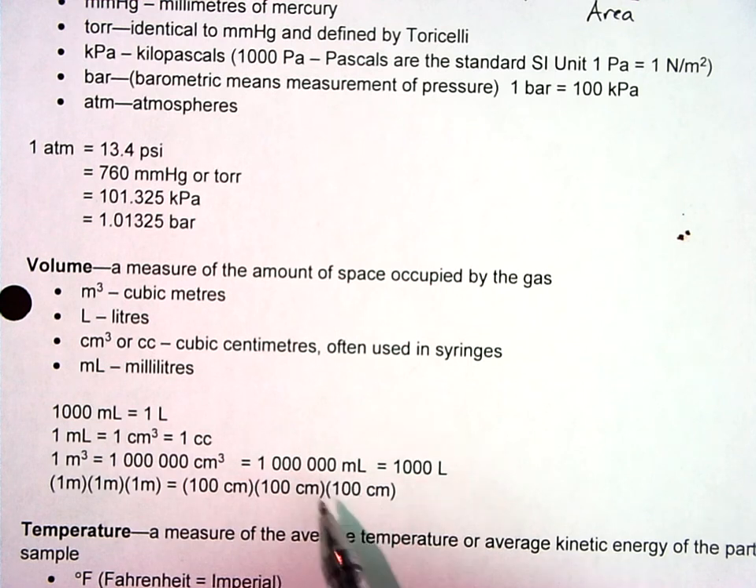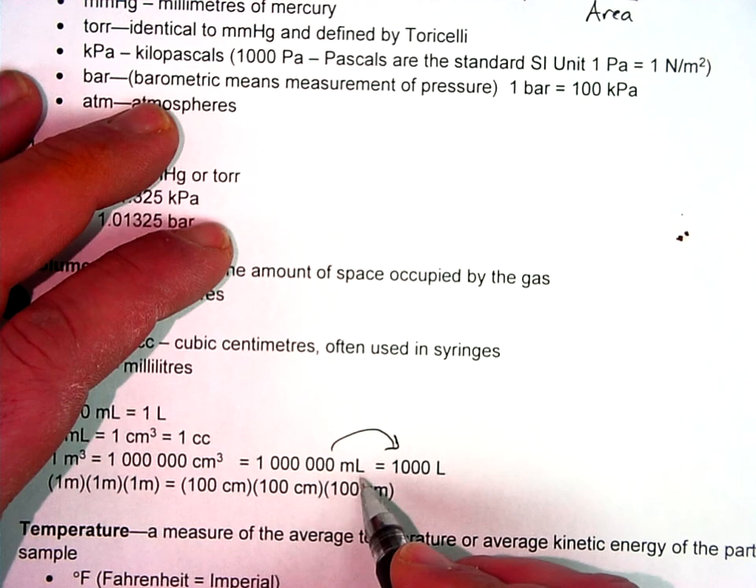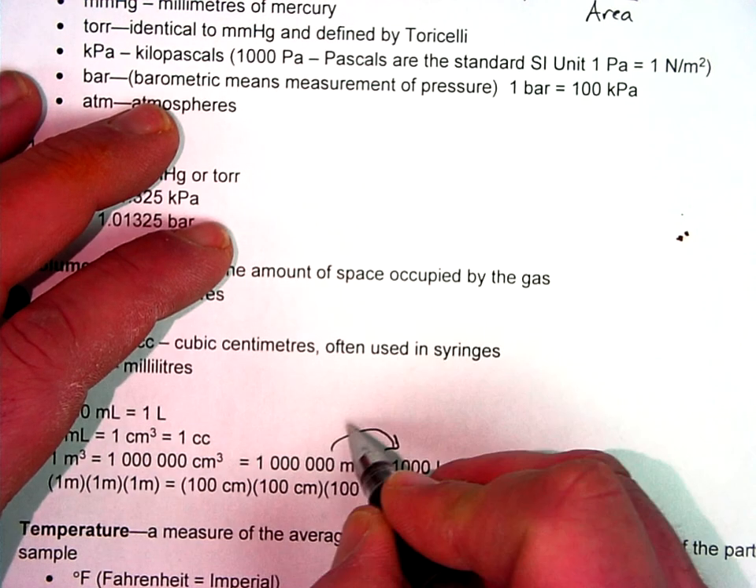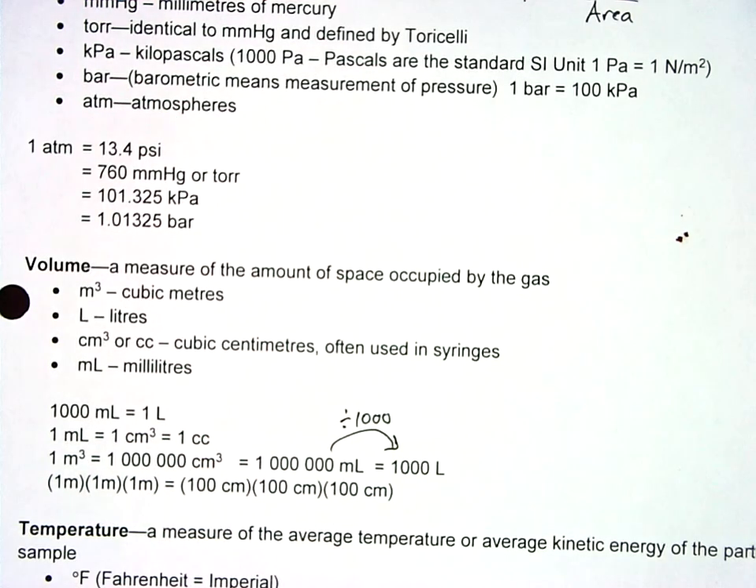If we change milliliters out, there's 1,000 milliliters in 1 liter. We're going to divide by 1,000. We're going to get 1,000 liters. So 1 meter cubed, which is quite a large value, is 1,000 liters. It's not 1 liter. Okay, so just remember that.